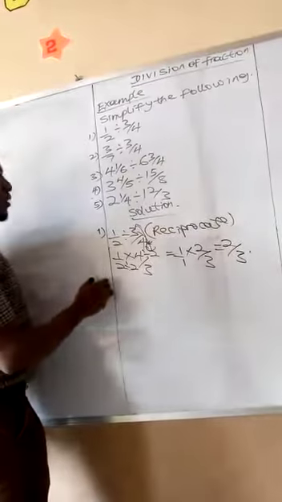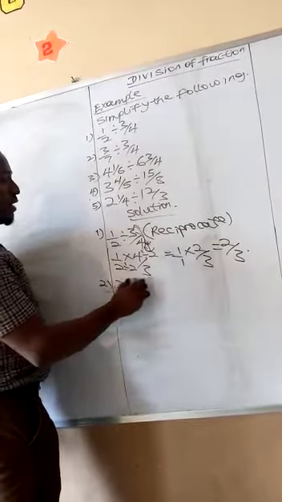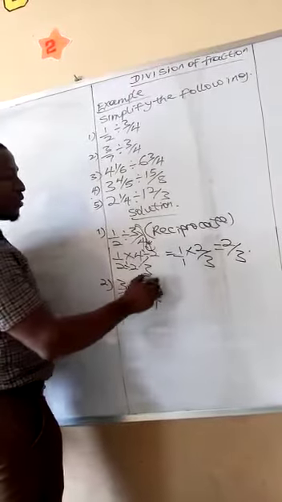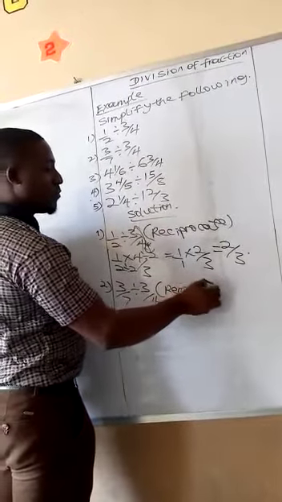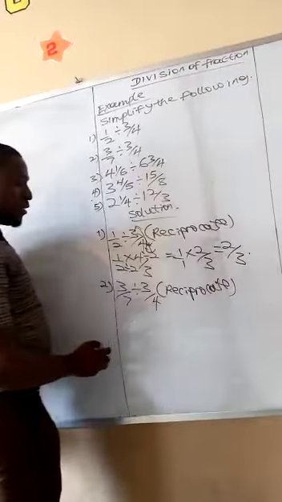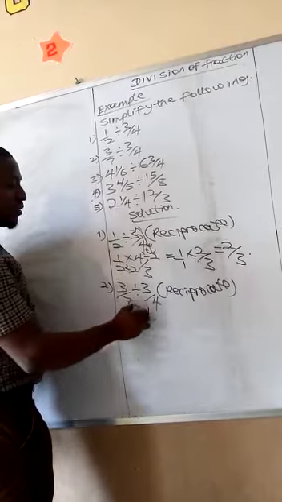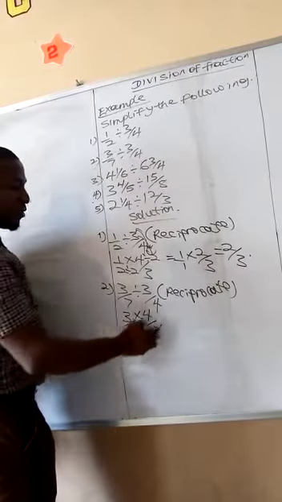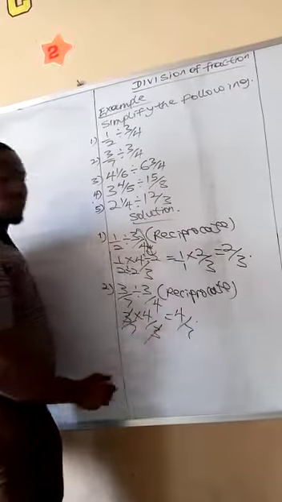Now for question number 2, we have 3 over 7 divided by 3 over 4. So we are going to reciprocate also. Now when we reciprocate, we are going to have 3 over 7 times 4 over 3. 3 can cancel 3 out. We'll have 4 over 7.